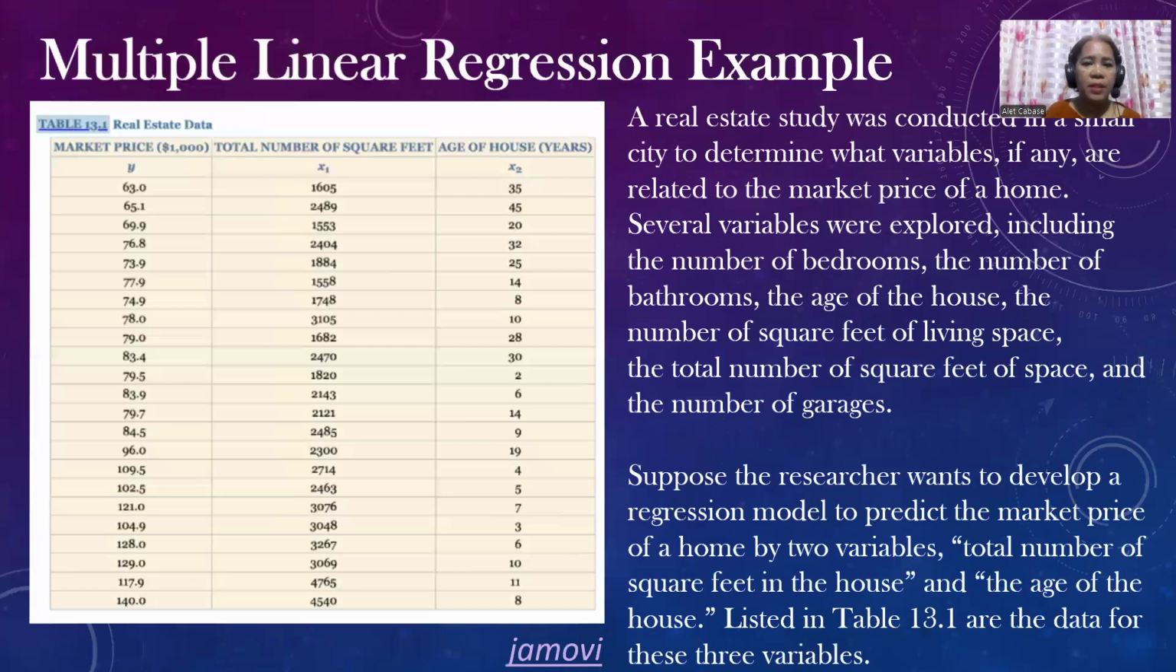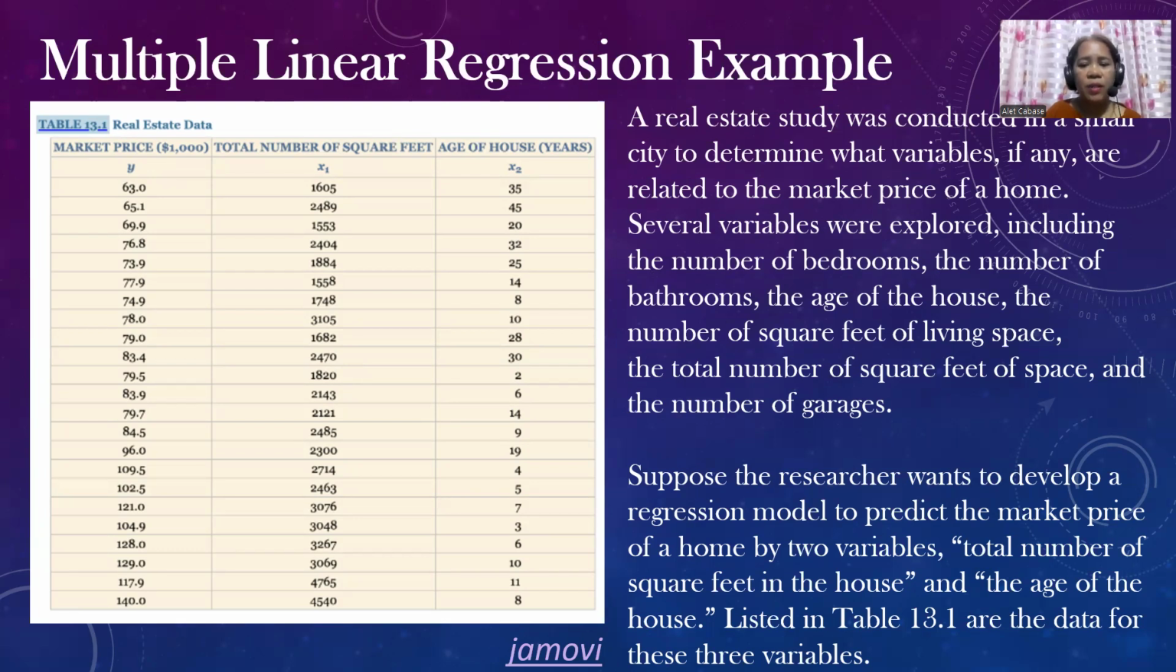So one example is this. A real estate study was conducted in a small city to determine what variables, if any, are related to the market price of a home. Several variables were explored, including the number of bedrooms, the number of bathrooms, the age of the house, the number of square feet of living space, the total number of square feet of space, and the number of garages.